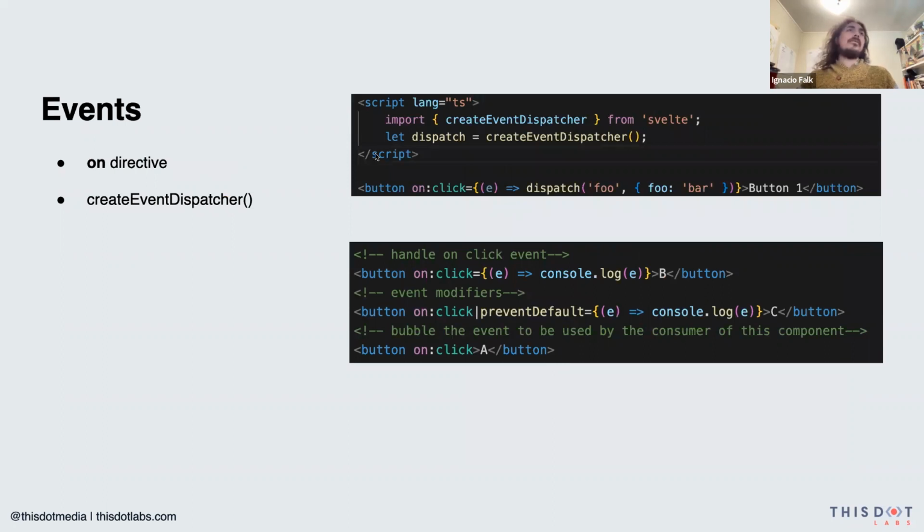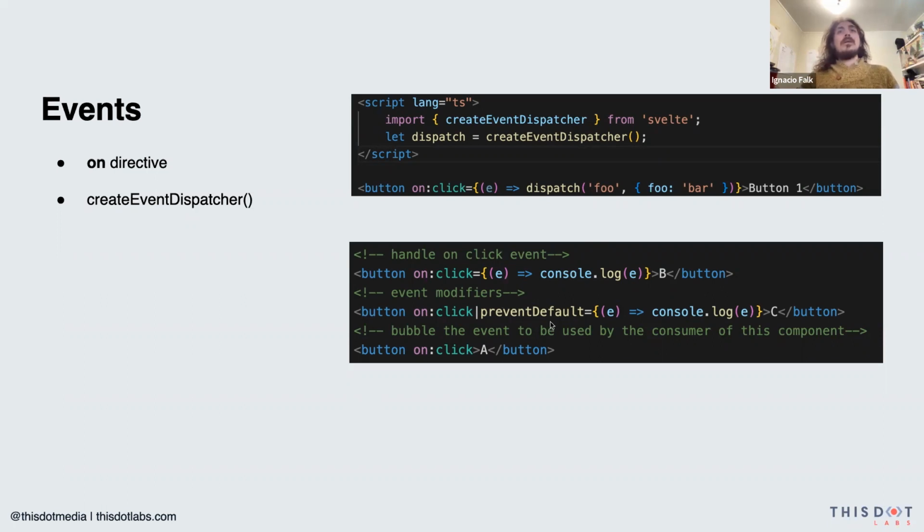Events. To declare an event on a component, you would use the create event dispatcher function that is provided by Svelte, that will return another function that you can call with an event name and the details of the event. How to listen for events? We will use the on directive that you can put directly on HTML elements or other components, with the name of the event. And then you can pass a function. There's no problem with passing inline functions. They are going to be hoisted and used efficiently.